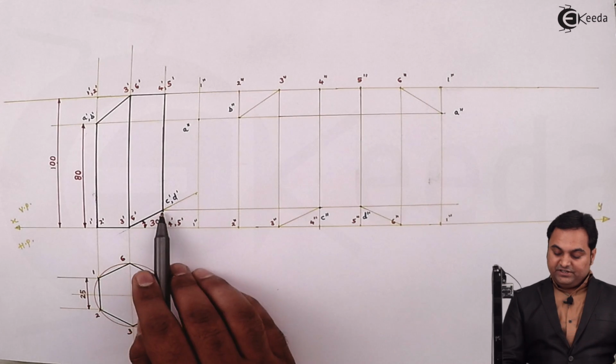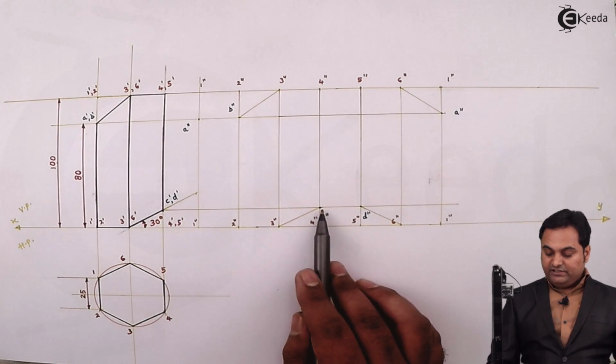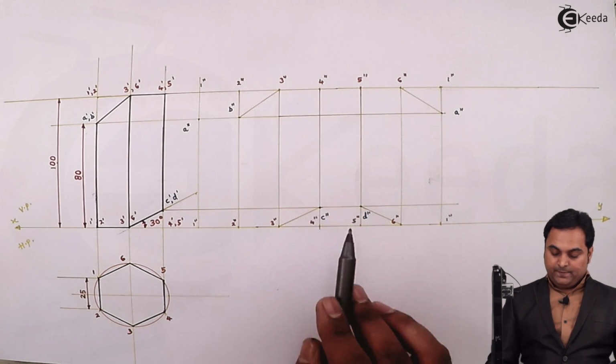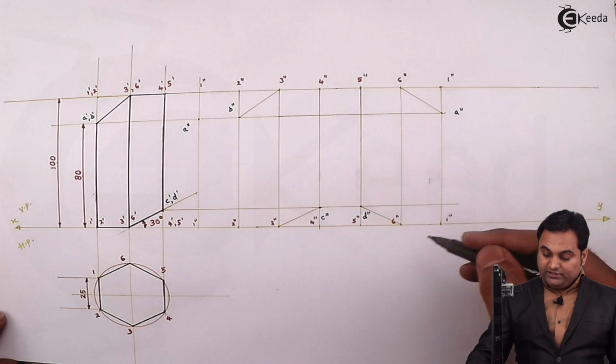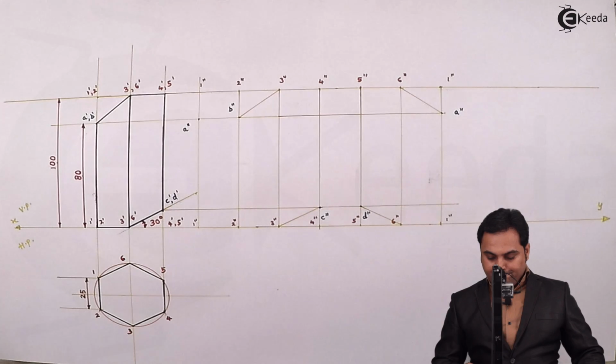And then the CD portion is visible. In the front view it is visible as a point, but here when we take the development, this C double dash D double dash represents the line. Now once I have drawn it light, next I'll make it dark so that we complete the development.